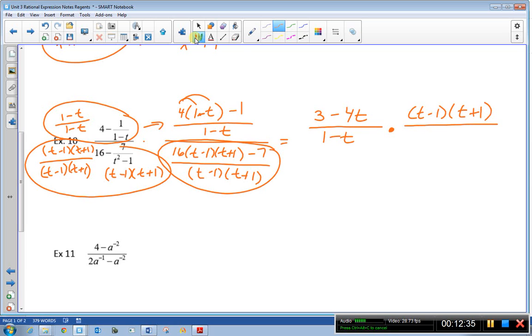And then this little 16 times t minus 1, t plus 1 is really 16 times t squared minus 1. That's where it came from, minus 7. But that turns into 16 t squared minus 16 minus 7, which turns into 16 t squared minus 23.